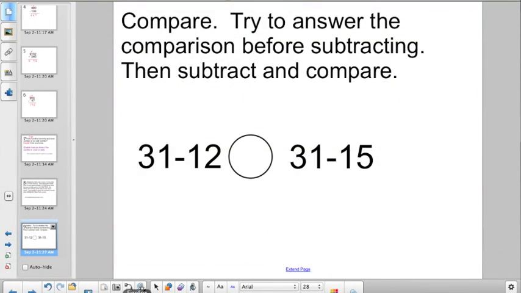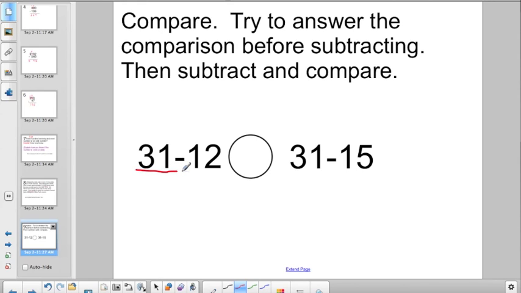Let's keep moving on. Check out this one. It says compare. So I'm going to use my comparison symbols, greater than, less than, or equal to. But it says try to answer the comparison before subtracting. Because do I have to really figure out 31 minus 12? Do I really have to figure out 31 minus 15? Well, yes and no. If you don't understand what I'm going to show you here, yeah, you will. But I want to point something out.